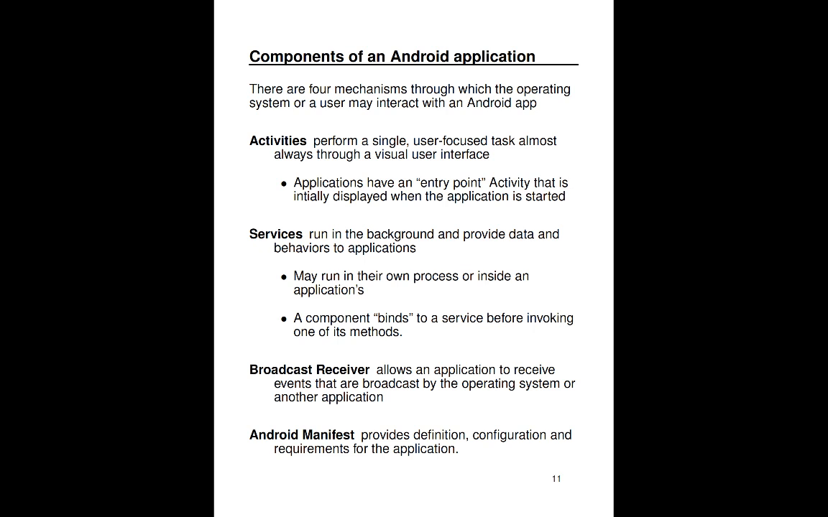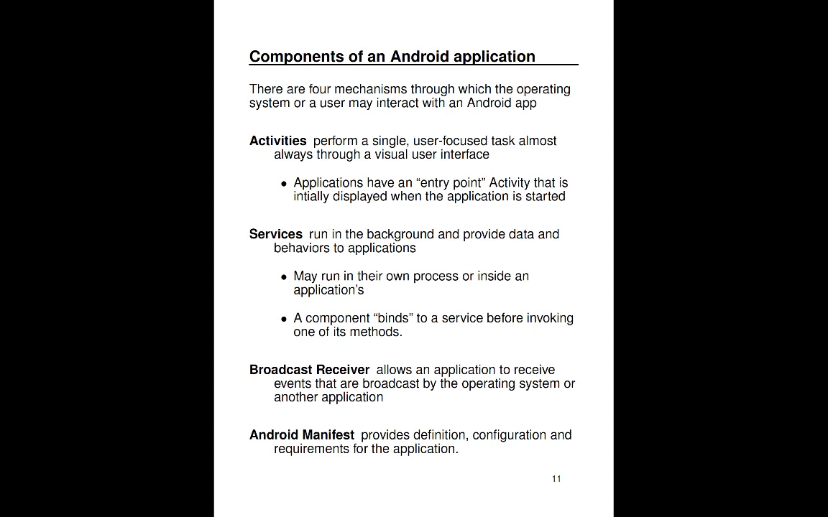Let's talk about Android applications themselves. When it comes to interacting with an Android app, there are four primary mechanisms for doing so. Android apps have something called activities, and activities perform a single user-focused task. It's almost always through a visual user interface. So this is like a page or a screen in your Android application. Every application has an activity called its entry point, and this is what's initially displayed when the application is started.